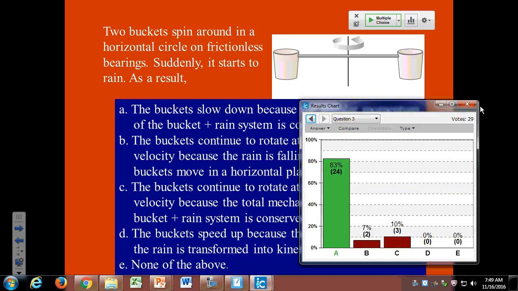You remember the similar problem that we had in chapter 6? It was a train car that was moving along the tracks and it rained into it, and we said that it slowed down because momentum was conserved. That means that its momentum remained the same. When you increase the mass, then the speed had to go down. The same thing is true here, that as it rains into these buckets, the masses of the buckets increase. That means that the moment of inertia increases, but the momentum has to remain the same, and so the speed goes down. As I goes up, the speed goes down.